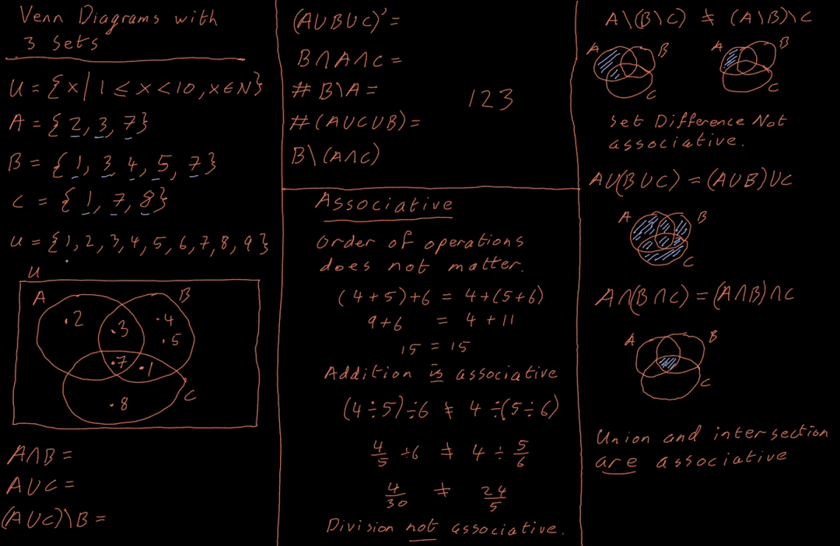So 1 has been used, 2 has been used, 3 has been used, 4 has been used, 5 has been used, 6 has not been used, 7 has been used, 8 has been used, 9 has not been used. So we go down through, underline all of the ones that have been used up, and then we write down the ones that are in the universe but aren't in A, B, or C.